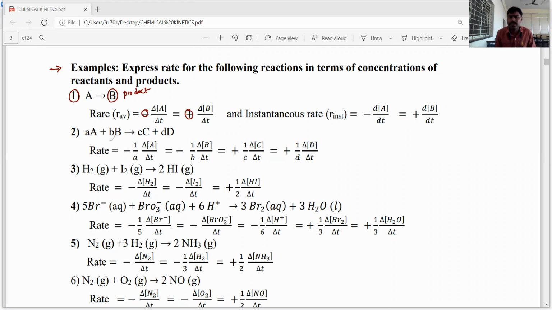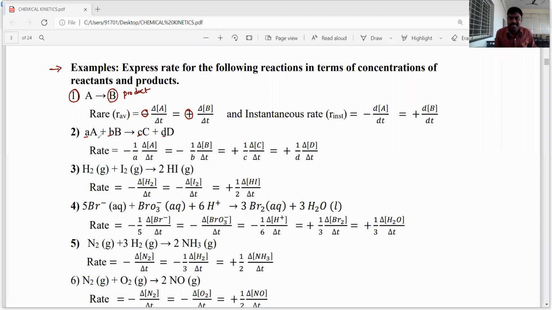Okay. In the same way, aA plus bB is converted into cC plus dD, where small a, small b, small c and small d are the stoichiometric coefficients of reactants as well as products. For this equation, we have to express the average rate of the reaction with respect to each reactant as well as products.